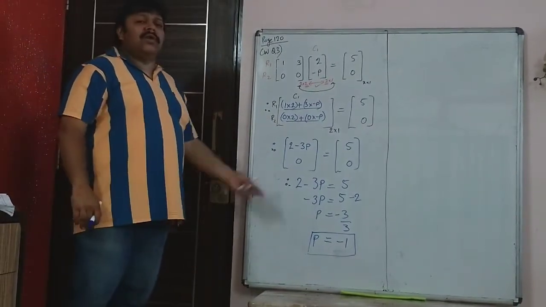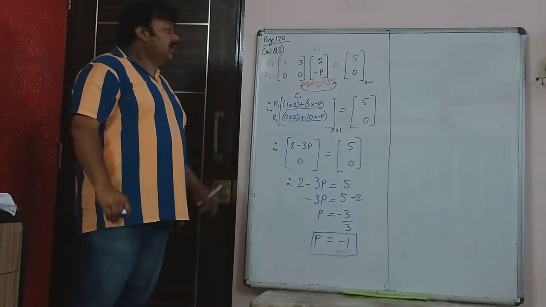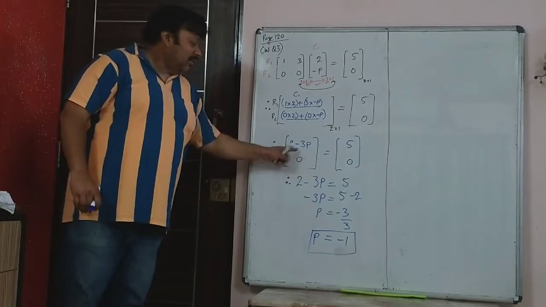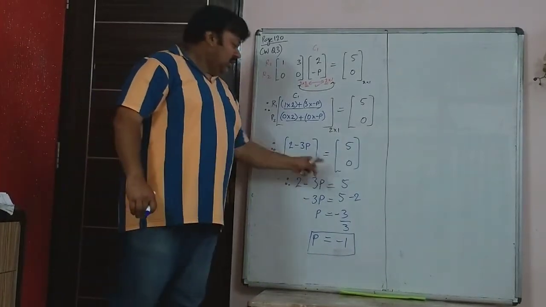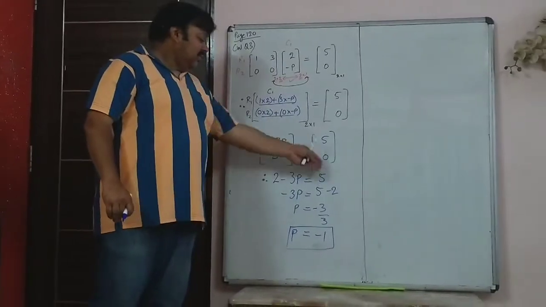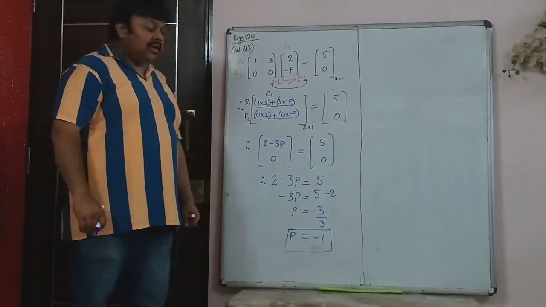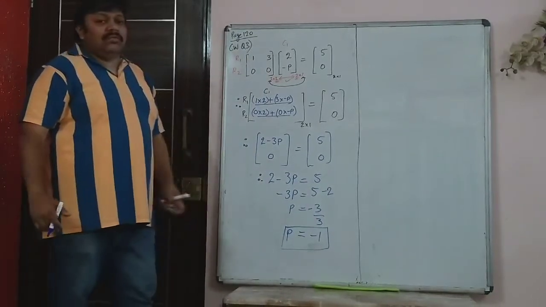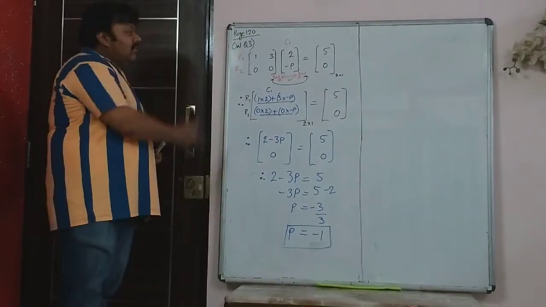This can be asked for 3 marks in the boards. It's a simple multiplication. Then you will write that the corresponding elements are equal. So 2 minus 3P is 5. Therefore, when you simplify your equation like you did your inequations, it will become minus 3P is 3, or P is minus 1. So that is how you do the sum.